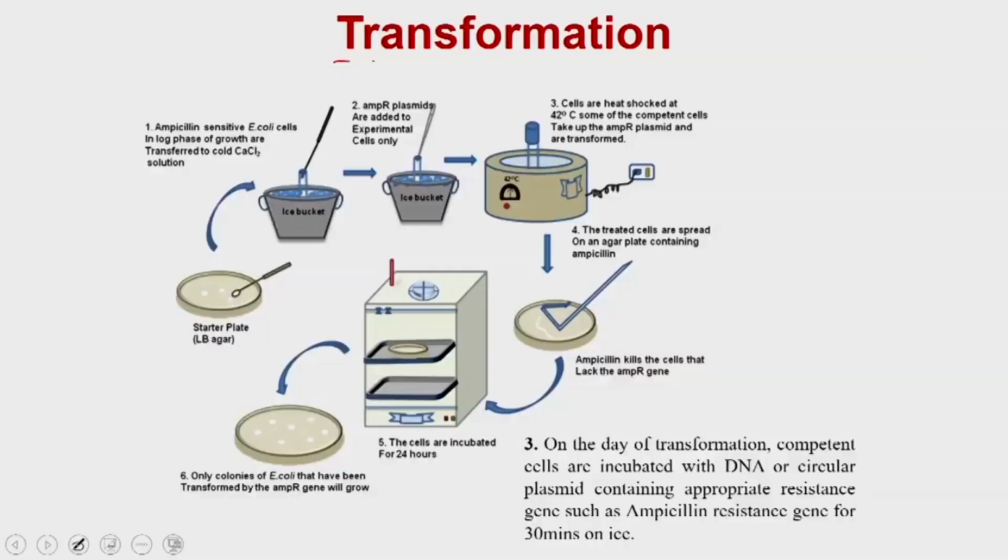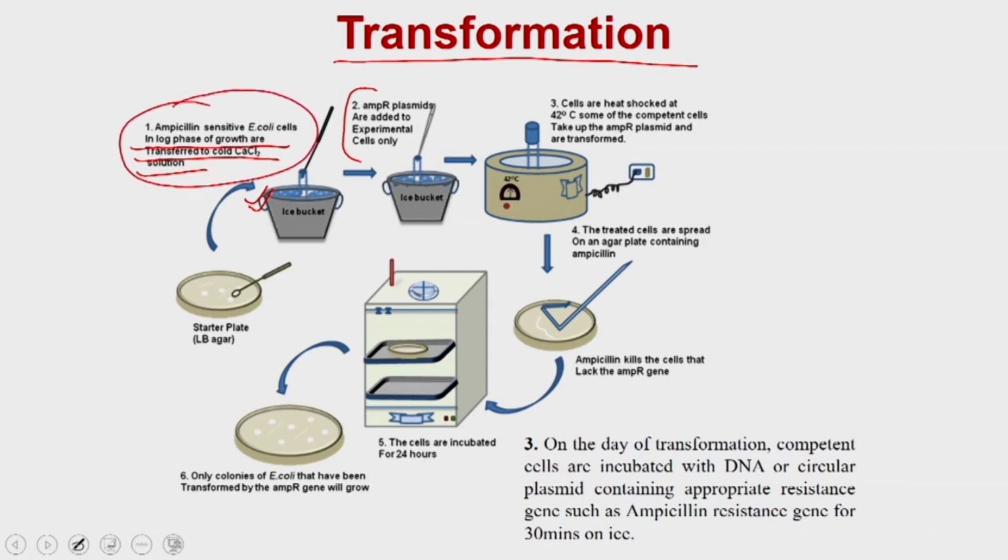So, transformation is a multi-step process. In the first step, as we have already discussed, you take up the log phase of bacteria and add it to the cold calcium chloride solution in an ice bag. In the second step, once you are ready to do the transformations, from step 2 onwards, whatever you do... So in step 1 you make the competent cells and then you store them at -80 in 15 to 20% glycerol.